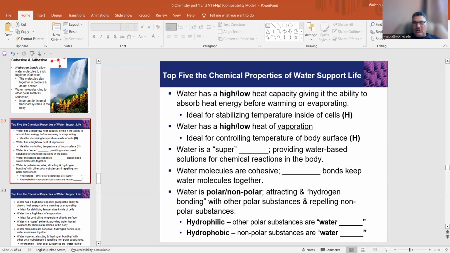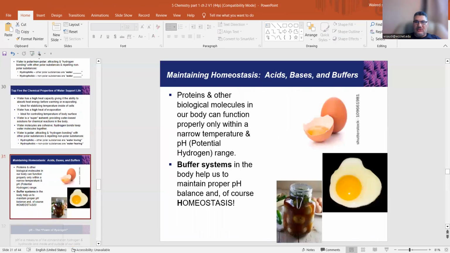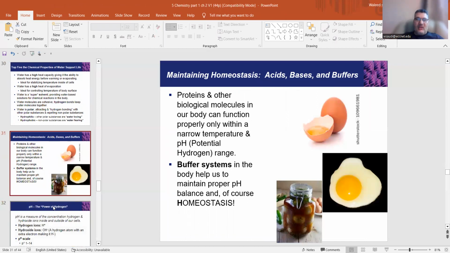Is it water loving or water fearing? Water loving. Loving. And phobic? Fearing. Excellent. Okay, next part is about the acids and base and buffer.